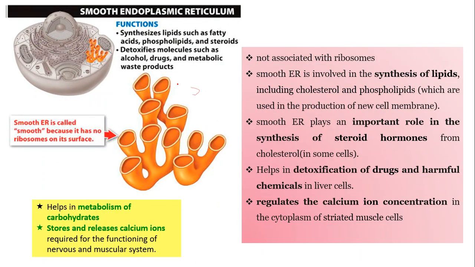Okay, next, the smooth endoplasmic reticulum. Now you can concentrate only on this part of the endoplasmic reticulum, which is smooth, which does not have any ribosome. You can see that this endoplasmic reticulum is smooth because it has no ribosomes on the surface. So it will not be performing the function of protein synthesis. But then what will it do? Why is the SER there? Smooth endoplasmic reticulum is there because it synthesizes lipids such as fatty acids, it synthesizes phospholipids, and it synthesizes steroids.